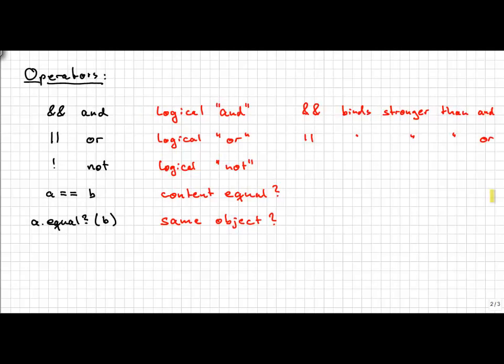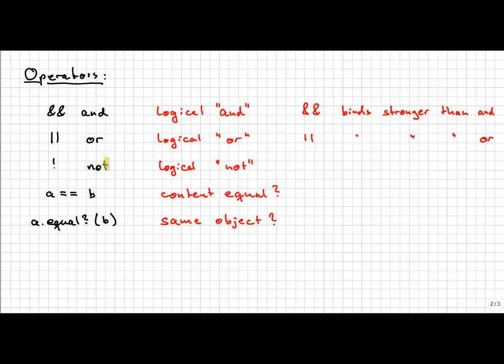As operators, Ruby offers the usual suspects for Booleans. So we have the logical AND, which can be written as two ampersands or the word AND. We should remember that the two ampersands bind stronger than the regular AND. Similarly, two bars indicate OR, and so does the word OR, but again, the two bars bind stronger than the keyword OR. The bang symbol, or the word NOT, is the logical NOT.